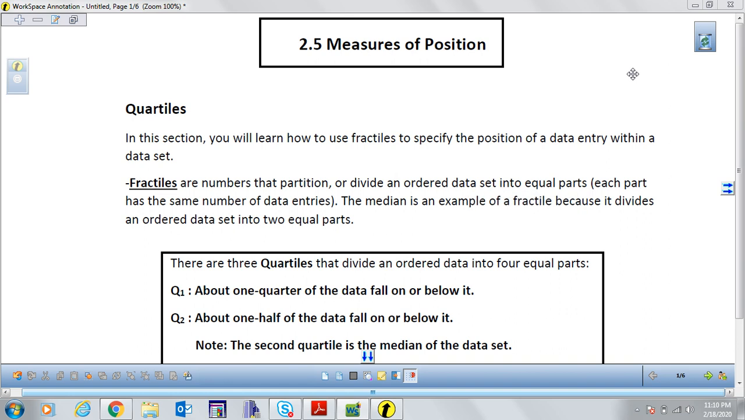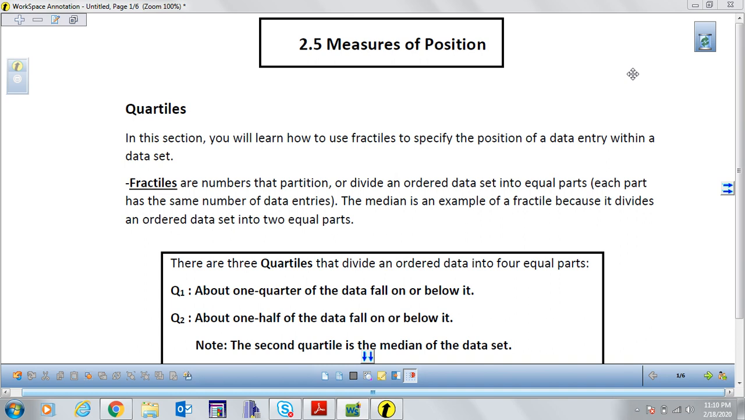2.5 Measures of Position. Quartiles. In this section, you will learn how to use fractiles to specify the position of a data entry within a dataset. Fractiles are numbers that partition or divide an ordered dataset into equal parts. Each part has the same number of data entries.